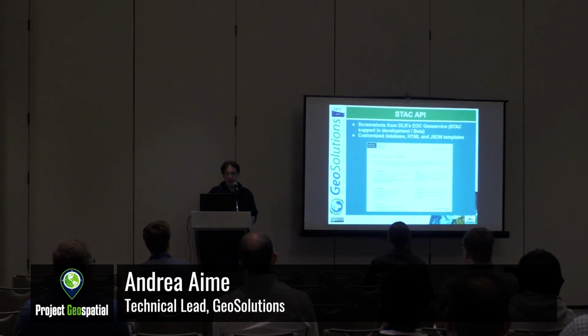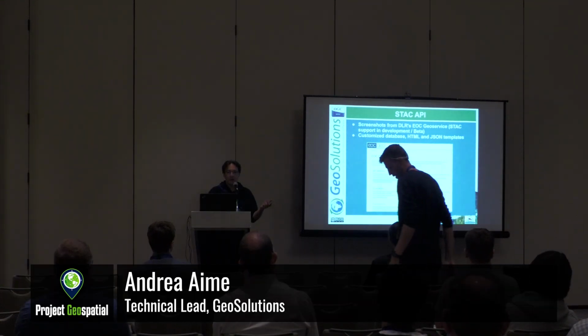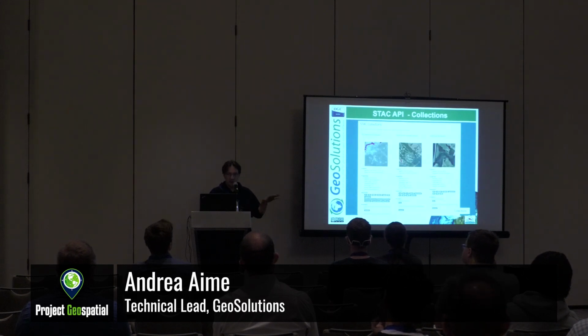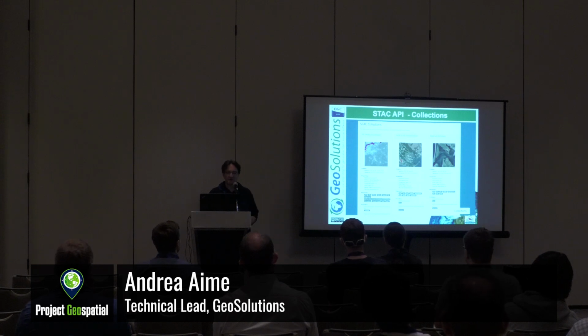The STAC API has an HTML interface which is fully customizable, using FreeMarker templates in GeoServer. And this is a customization that the German Space Agency did. They are implementing their own STAC API using GeoServer. As you can see, they customized a little bit the logos and the layout of the page. When we go to the list of collections, these are collections from their service.